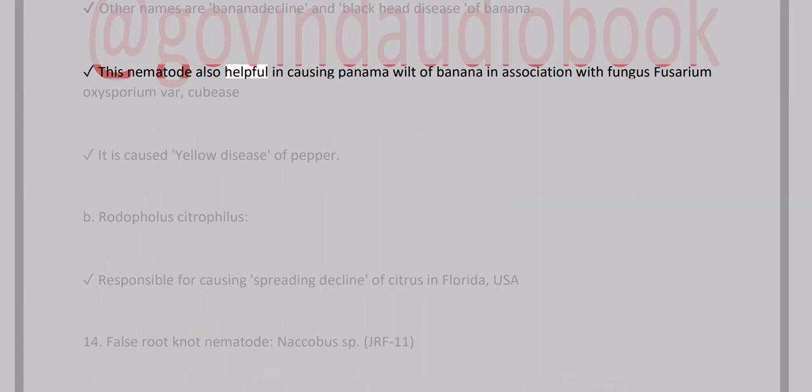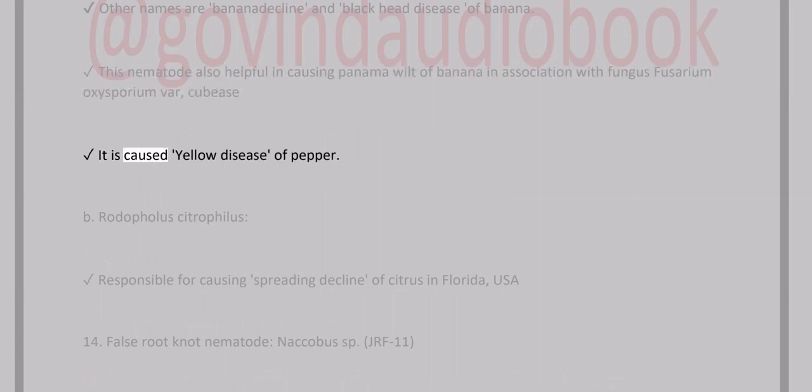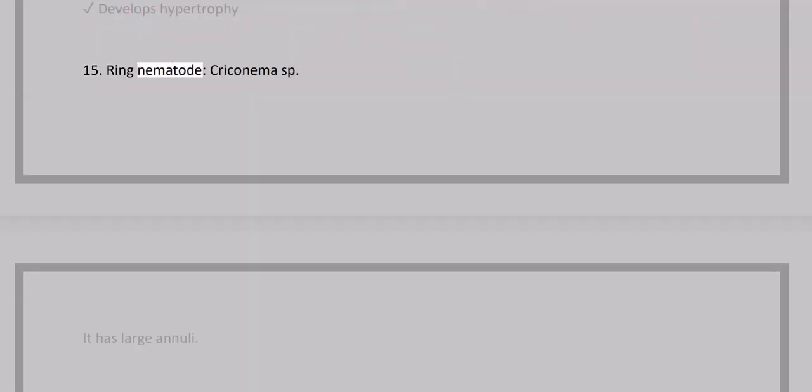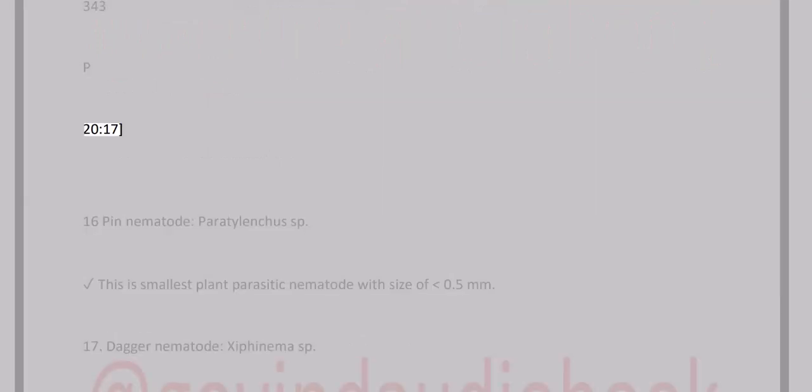This nematode is also helpful in causing Panama wilt of banana in association with the fungus Fusarium oxysporum var. cubense. It has caused yellow disease of pepper. B. Radopholus citrophilus is responsible for causing spreading decline of citrus in Florida, USA. 14. False root knot nematode, Nacobbus sp., develops hypertrophy. 15. Ring nematode, Criconemella sp. It has large annuli.